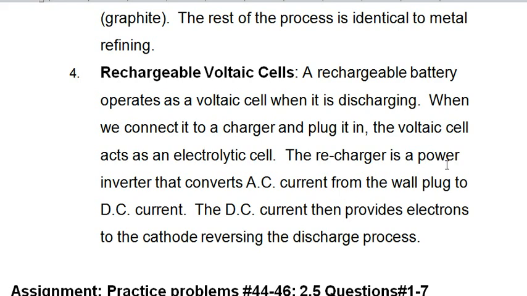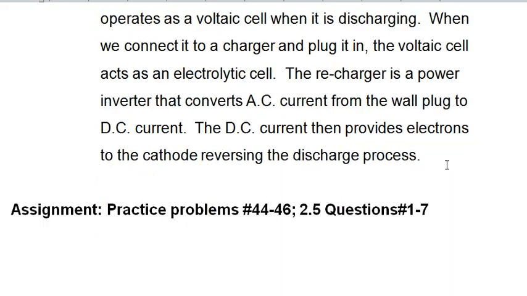Okay? Any questions with any of that? All right, again, practice problems here are problems numbers 44 to 46, and then questions 1 through 7. So, at this point, if you are looking at this at home, you need to go through and do those practice problems from section 4 and section 5, in chapter 2, okay? And that's it for this section.